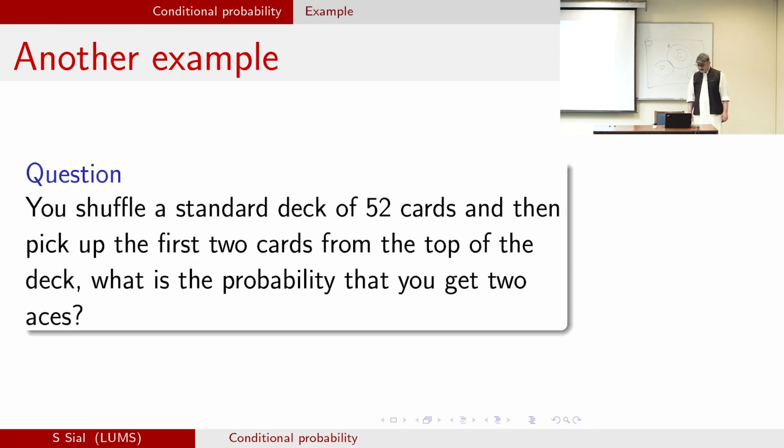All right, let's try this one. You shuffle a standard deck of cards. You pick up the first two cards from the top of the deck. What is the probability that you get 2 aces? Sorry, not 2 of aces, that is not a card. What is the probability that you get 2 aces?